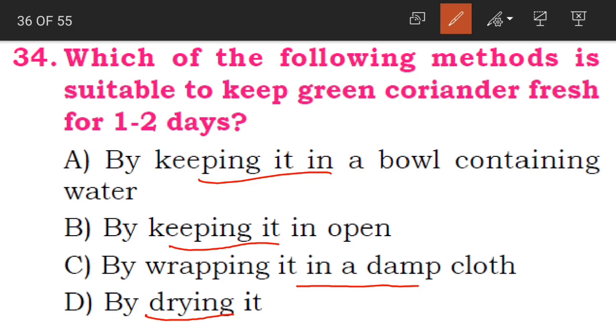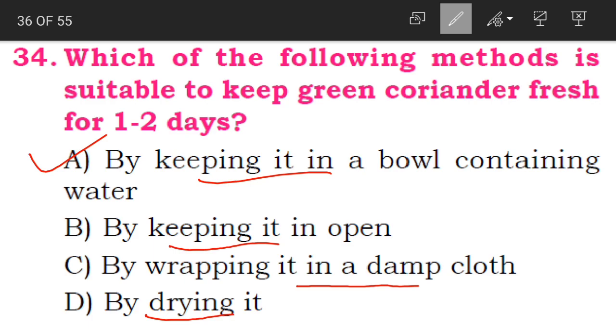And now what is remaining? A option. So this is the correct answer. Why? Because when we keep it in a bowl containing water, it will remain fresh for 1 or 2 days. Okay children, clear? Now you try to do this experiment, then you will understand very clearly.